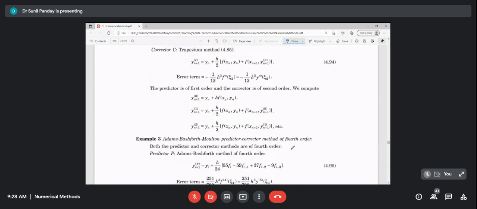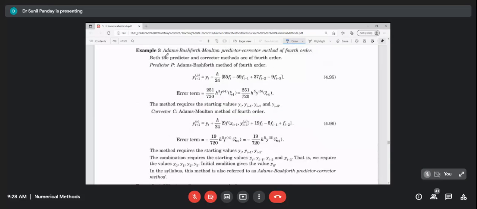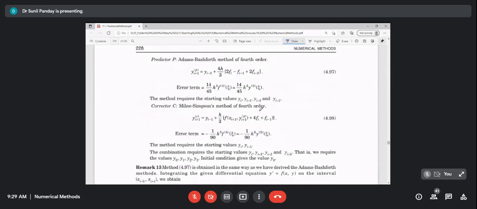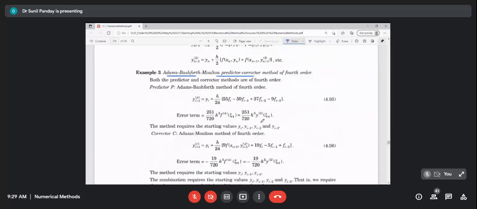Actually in general we have problems like this: the Adams-Bashforth-Moulton predictor-corrector method, this one, and the second one is the Milne-Simpson method. So here again, the Adams-Bashforth-Moulton predictor-corrector method for fourth order is actually already discussed with you. This is the Adams-Bashforth method of fourth order, and this method we use as a predictor.